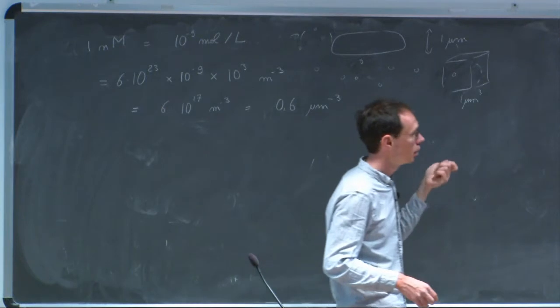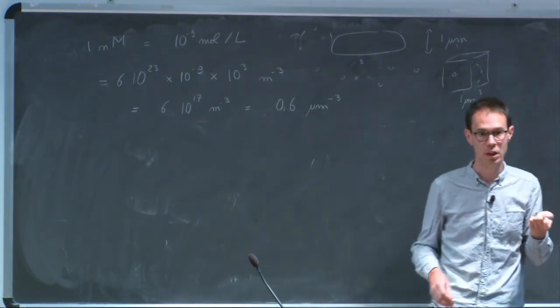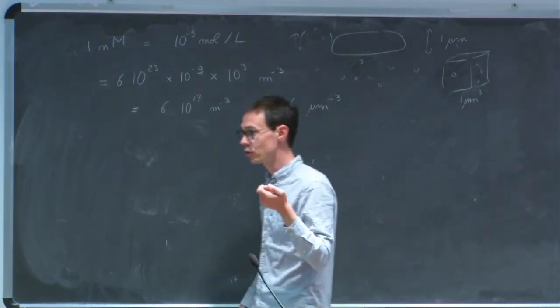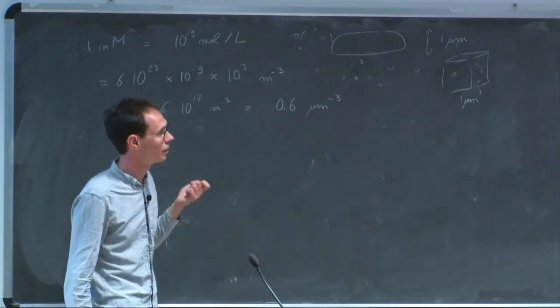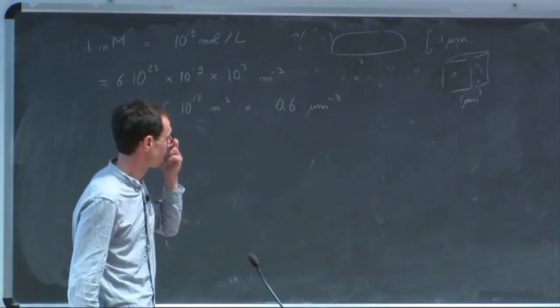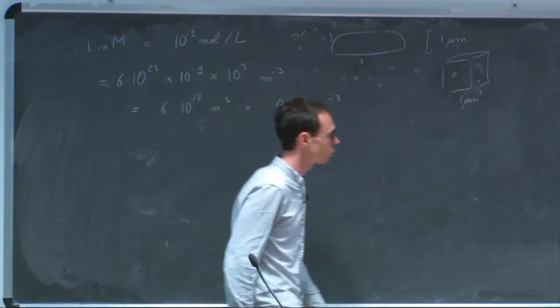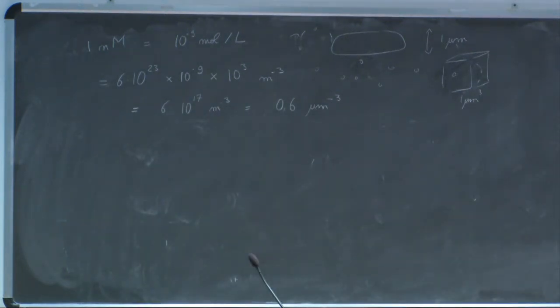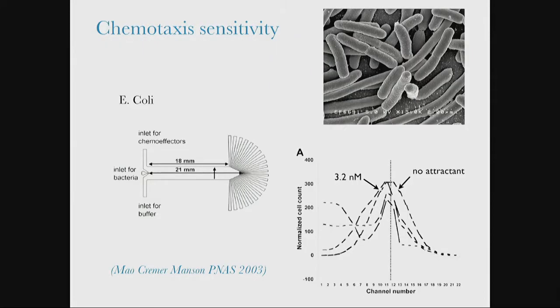They can actually detect not only the presence of the chemoattractant, they can detect its gradient. They can detect differences in it. Because, of course, if you had chosen a different setup where the concentration of the chemoattractant was constant in the chamber, you would not expect any bias. So you really have to know about the difference.